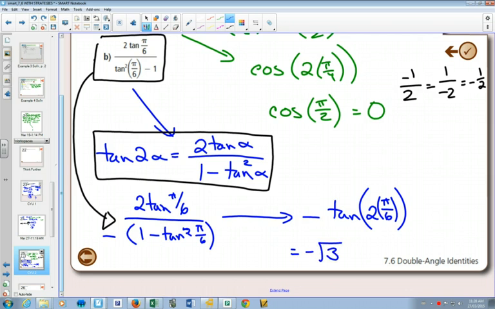In this case, using the double angle formula is nicer than plugging in our values, because you can imagine if we plugged in our values, we'd have root 3 over 3 here. We'd have this whole thing, root 3 over 3 squared there, and fractions inside of fractions, which isn't too bad, but not as elegant as this.